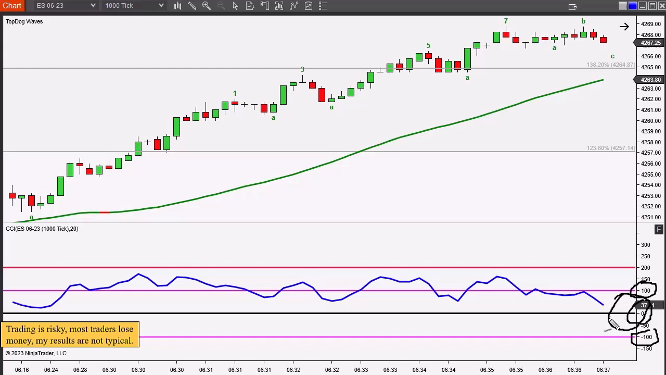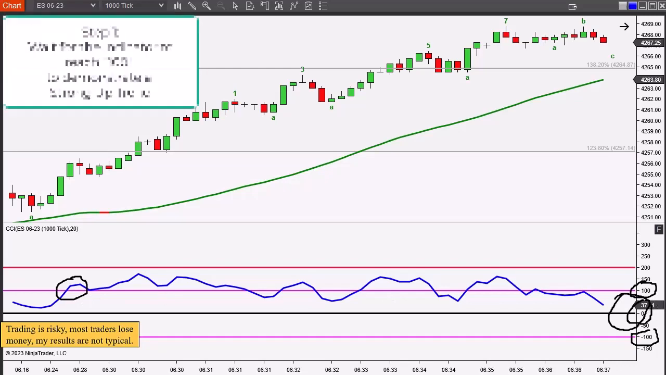I'm not going to trade. So it also has a benefit of helping you stay out of choppy markets. Now, once it goes up and the indicator hits positive 100, now I'm looking for a bullish trend. I'm going to buy them on the retrace.